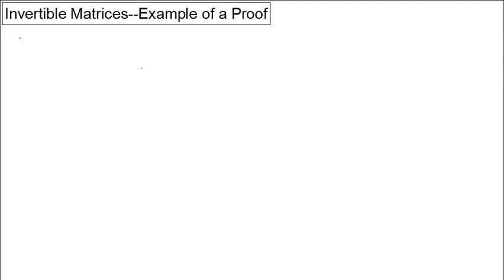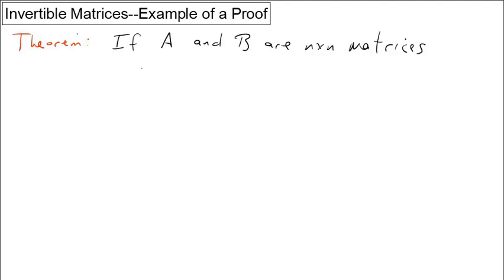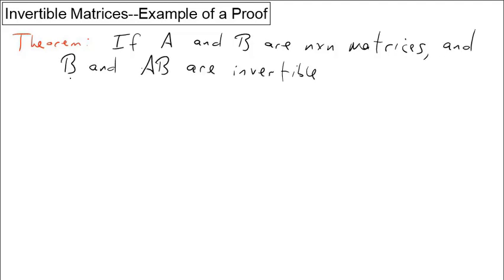In this video, we'll do a proof involving invertible matrices. In particular, we're going to prove the following theorem. If A and B are n by n matrices, that is, square matrices of the same size, and the matrices B and A times B are both invertible, then the matrix A is invertible. In other words, A possesses an inverse.